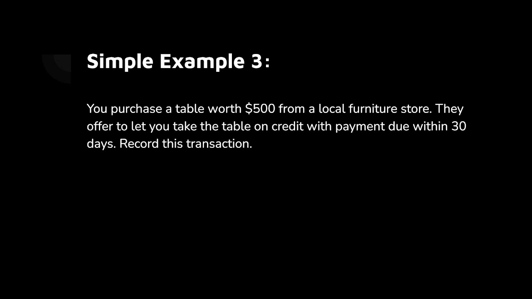So let's see the journal entry. The journal entry has a debit to your furniture account, which is an asset, for $500, and there's a credit to accounts payable for 500. So you've increased your furniture account because you've gotten a table, and then you increase your accounts payable account, which is a liability, for the same amount of 500.